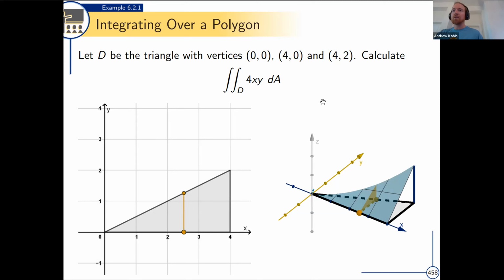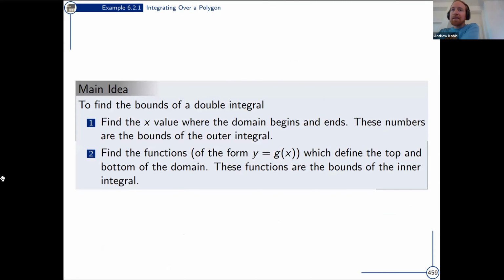So let's keep going. The main takeaways here from this first problem and our general procedure in this video are to find a double integral over a non-rectangular region. We want to first find the x values describing the total spread of the domain, where the domain begins and ends in the x direction. And these numbers will be used as the bounds on the outer integral in the iterated integral.